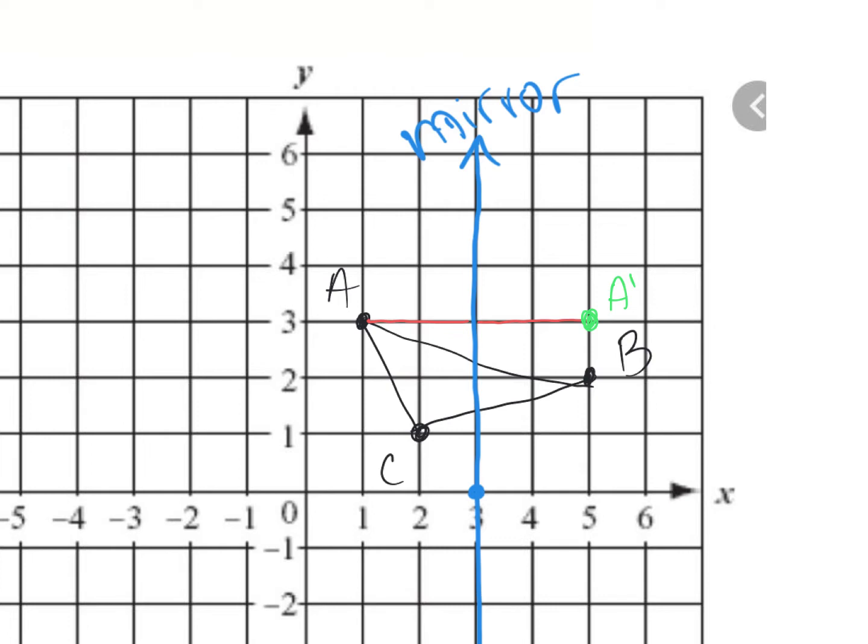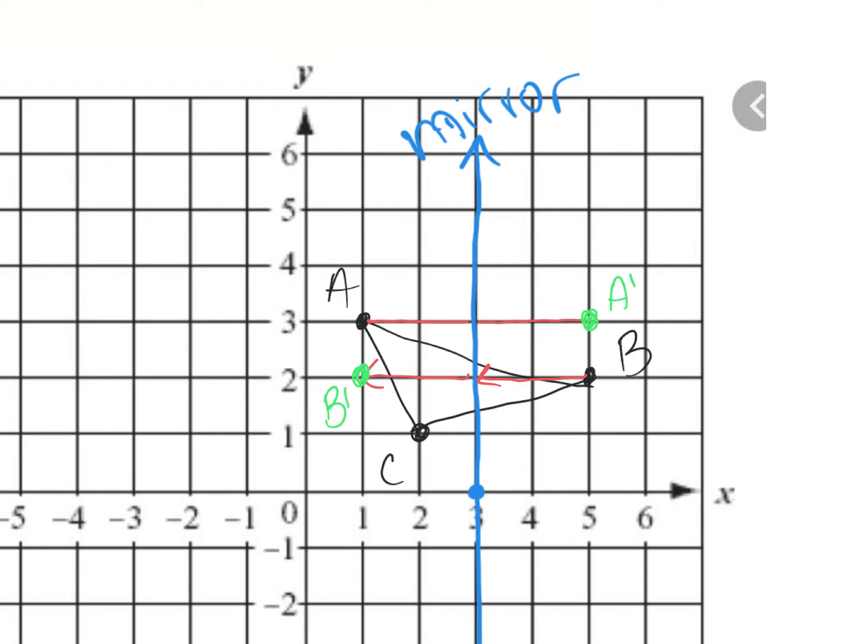Sophia, you're confused? Which part? I don't know. Okay, let's try another one. Let's try B. Guys, the more practice we do, the more it'll make sense. How can we move perpendicularly to our mirror to get B back to the mirror? Cody? Go to the left 2. So if we move to the left 2 to get back to the mirror, continue moving to the left. What are the new coordinates of B prime? 1, 2.